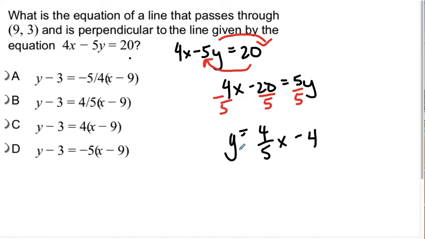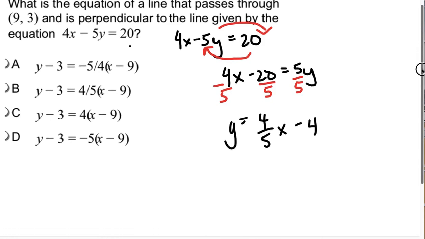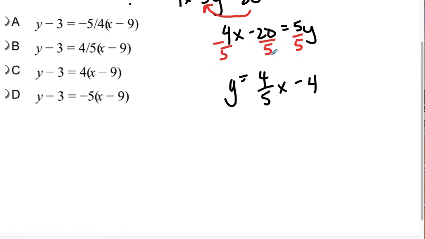Okay, so this is where we want to focus in. Now it says, what is the equation of a line that passes through 9, 3 and is perpendicular to this line? So we know perpendicular lines have to have opposite reciprocal slopes. So right now our slope is 4/5.